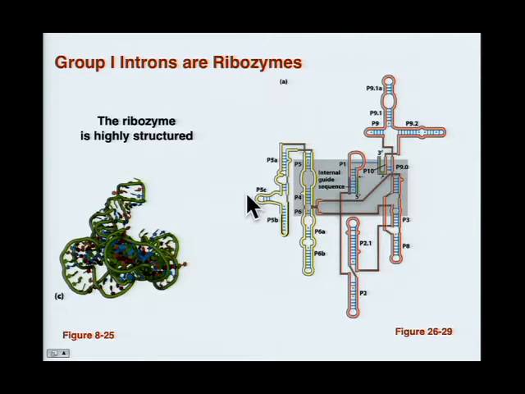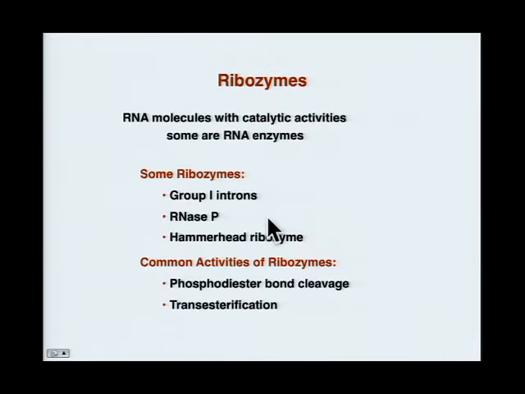And as you can imagine, if the RNA molecule is not just carrying information, it's catalyzing a chemical reaction, it's going to be highly complex. So here you have all kinds of base pairing, and the P7 section is in here somewhere, and that's what actually binds to the guanosine, delivering it to the correct site. So that's group 1 introns.